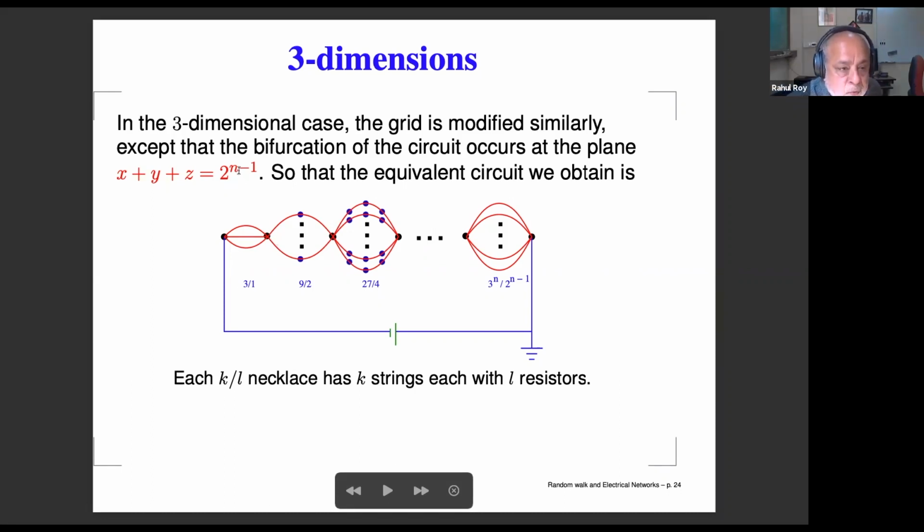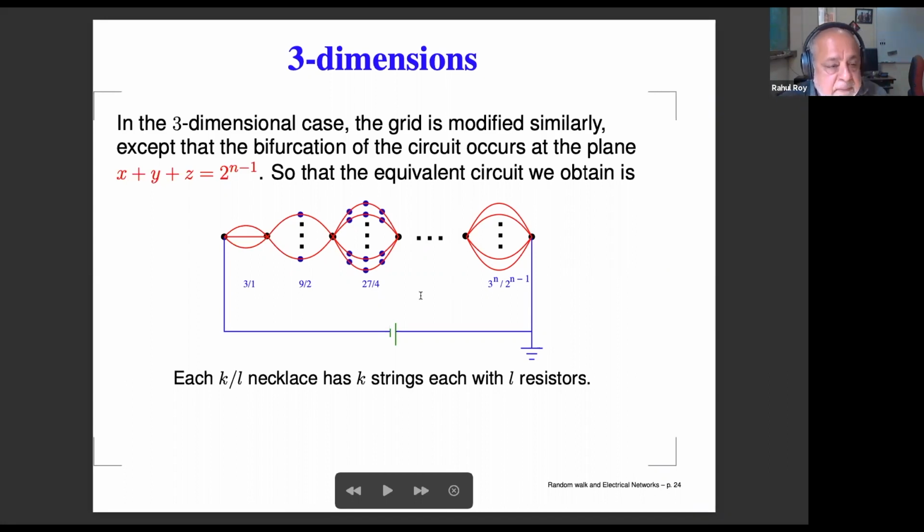And when n equals 1, that is x plus y plus z equal to 1, from there we get another whole lot of chains of resistors, and that is the next one. And here what will happen is that there will be 2 resistors along each chain, and there will be 9 such chains or 9 such strings. And then in the next case, there will be 4 resistors along every string, and there will be 27 such strings, etc. In general, there will be 3 to the power n many strings, and in each of these strings, there will be 2 to the power n minus 1 many resistors.